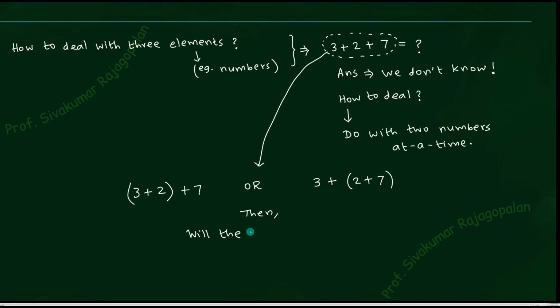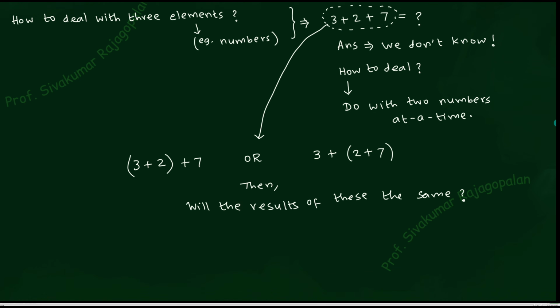So therefore, naturally you will get the question whether the results of these two types of combination will give the same answer or not. That question naturally comes. That's what I am writing. Will the result of these operations be identically the same?